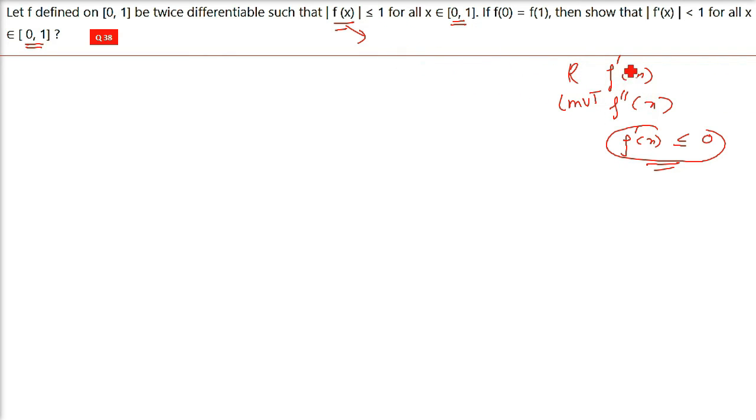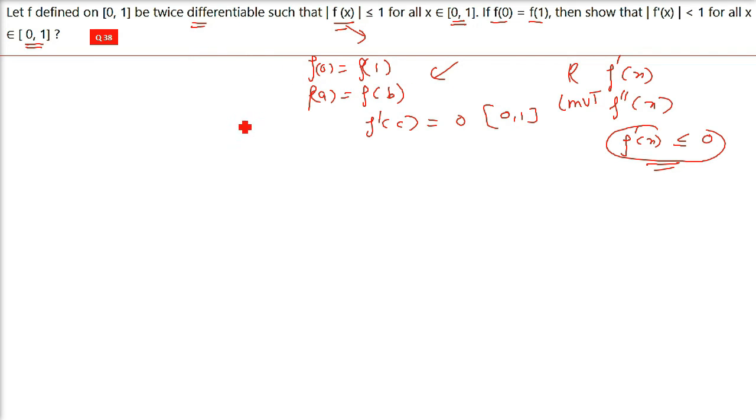So when f dash and f double dash come, you have to follow Rolle's theorem and Lagrange's mean value theorem, because one more thing is given: f0 equals f1, fa equals fb, where a is 0, b is 1. So whenever fa equals fb, then also f dash c is equal to 0. I am saying that in Rolle's theorem, we always do that: f dash c is equal to 0 if fa equals fb and the function is differentiable and continuous also.